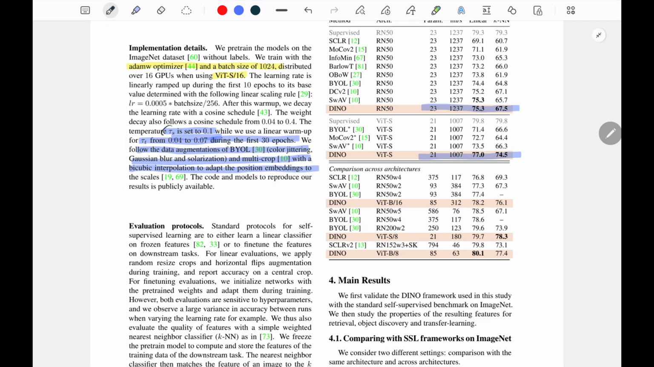Also, they have some details on the temperature set for student and teacher. The student and teacher have different temperatures on the output logit side. The student has 0.1 and the teacher has a bit lower. So the teacher is a bit sharper than the student.